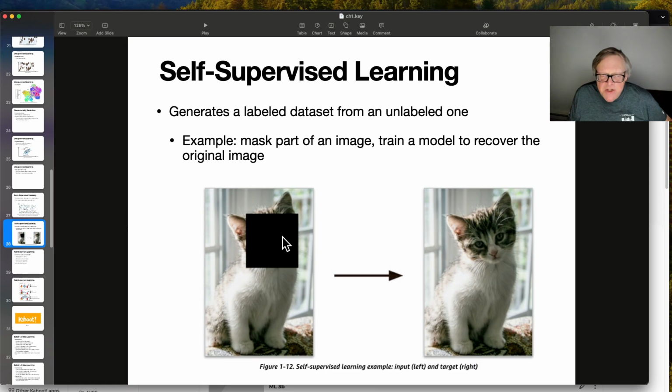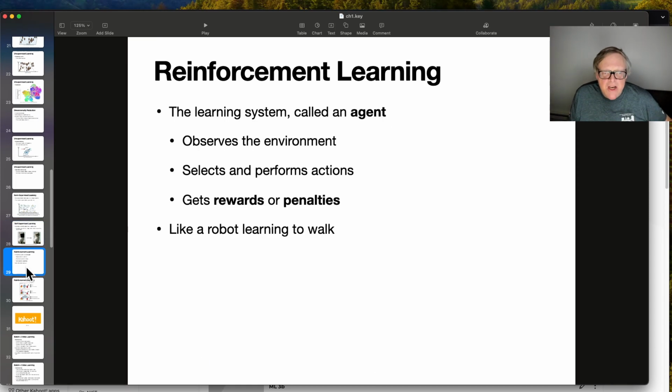And then, of course, this technique we talked about where you make labeled data from unlabeled data by masking part of it. This is very powerful, and that's how the large language models work.